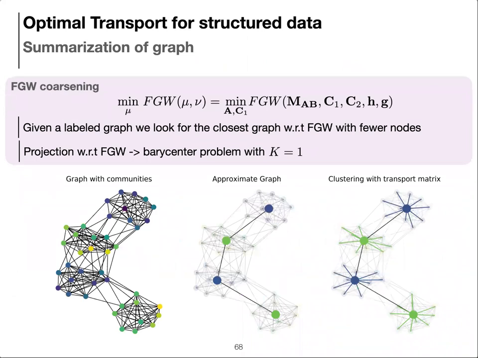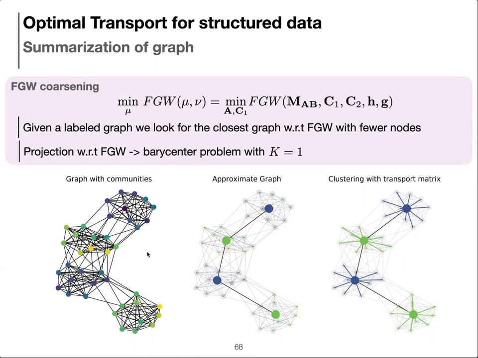And maybe also trying to play with this notion, we can also try to do some graph coarsening with this approach. So how can we do this? We simply try to solve a minimization problem. When you have one specific graph, you want to find another graph which is the closest in the sense of the Gromov-Wasserstein distance, but with a much smaller number of atoms.